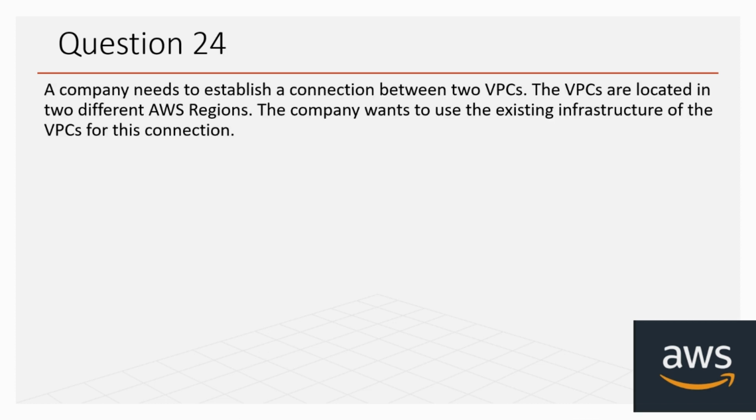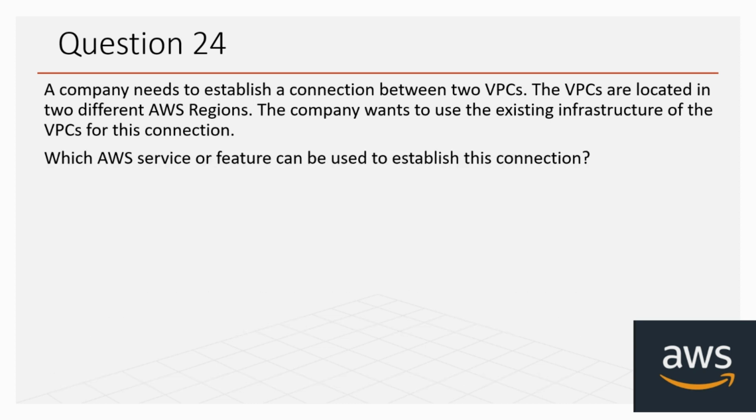The next question is question number 24. A company needs to establish a connection between two VPCs. The VPCs are located in two different AWS regions. The company wants to use the existing infrastructure of the VPCs for this connection. Which AWS service or feature can be used to establish this connection?